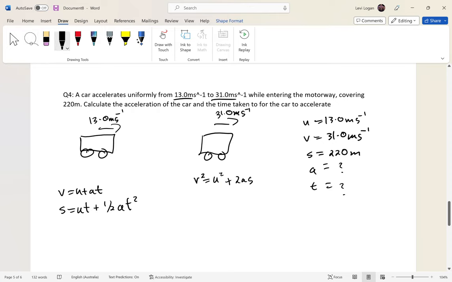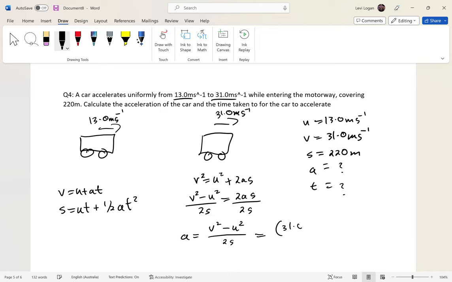And let's find our acceleration. So let's just make a the subject. So v squared minus u squared equals 2as, divided by 2s. So a is v squared minus u squared all over 2s. Plugging in our numbers, 31.0 all squared minus 13.0 all squared, divided by 2 times 220. Putting that into your calculator, you should get an acceleration of approximately 9/5 meters per second, or when you simplify that, approximately 1.8 meters per second.